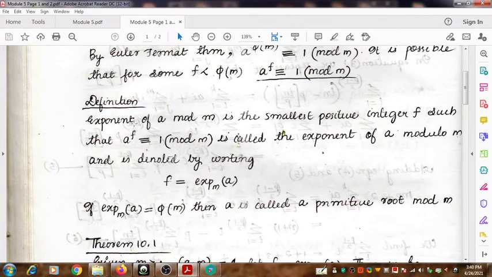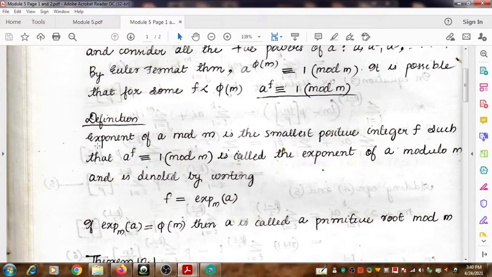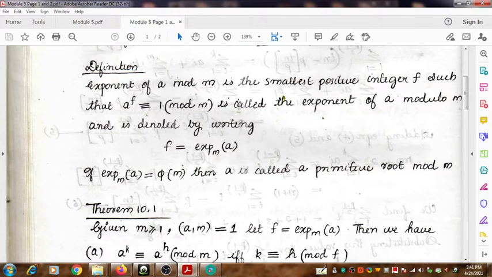This congruence equation is taken in the form stated here: a raised to phi m is congruent to 1 mod m, or a raised to f is congruent to 1 mod m. So there exists a least number that can be substituted for f in this equation, and you can see that the equation is then satisfied by that number. That number will be called the exponent of the given number a with respect to, or modulo, m.